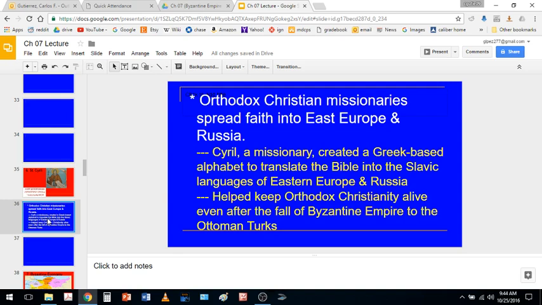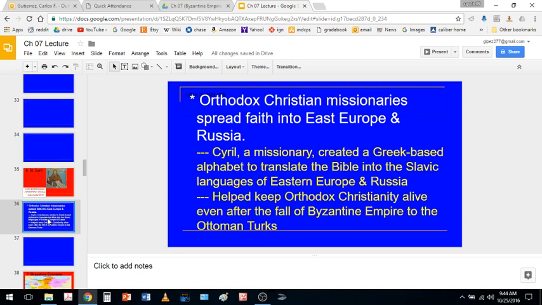And one of the ways they were able to convert so many people is that the Slavic people didn't have a written language, and so they came up with an alphabet called the Cyrillic alphabet. It is based off of the Greek alphabet, and it is the alphabet that is used throughout Eastern Europe and throughout Russia.